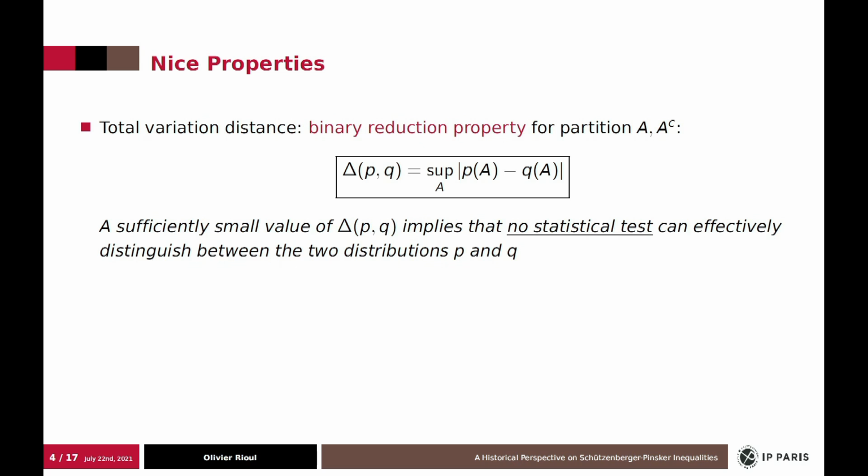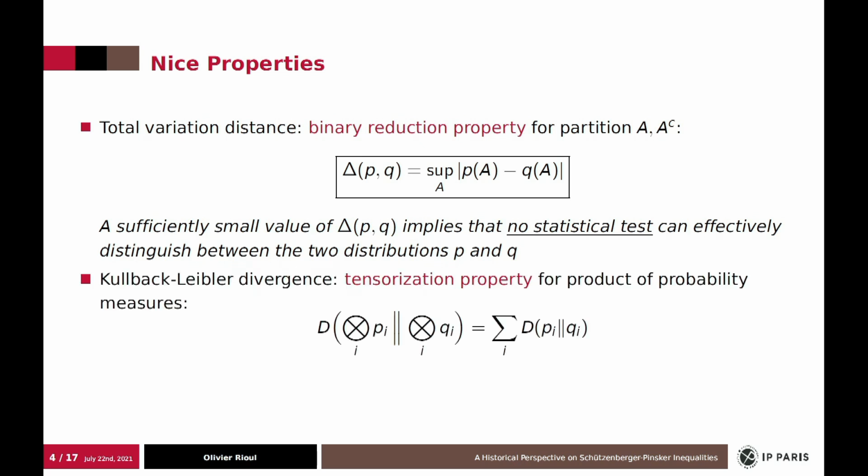And so we have two nice properties, one for delta and one for D. For delta, we have this binary reduction property that I mentioned. That is, delta is already attained for binary partitions, and therefore we have this simple formula here. This implies that if delta is sufficiently small, then there is no statistical test that can be used to effectively distinguish between the two distributions. That's why the total variation distance is probably the most used in many areas, for example, in computer science.